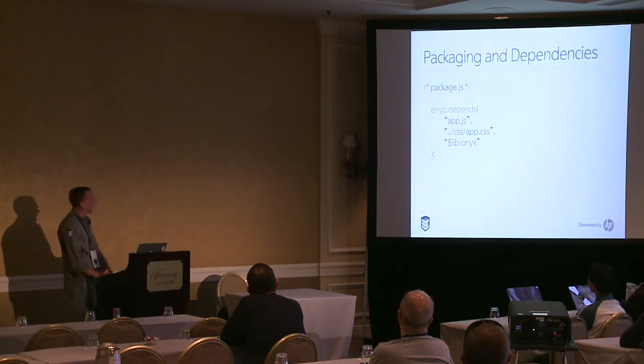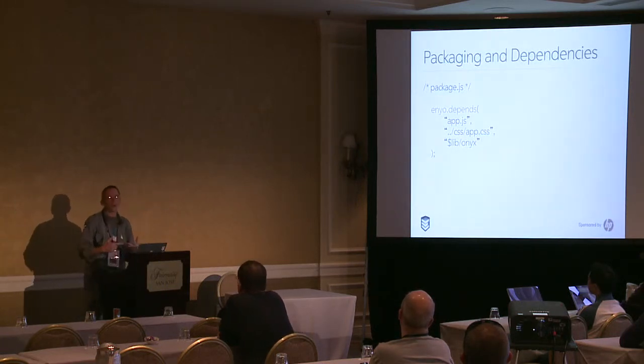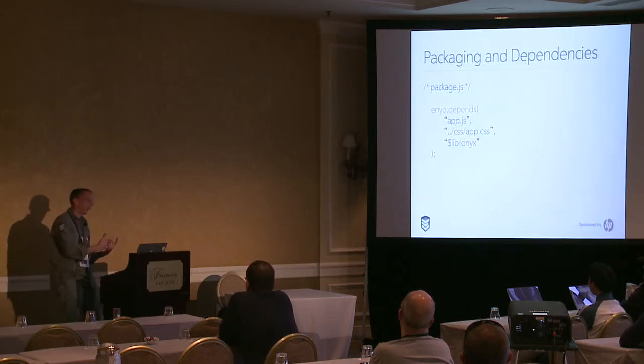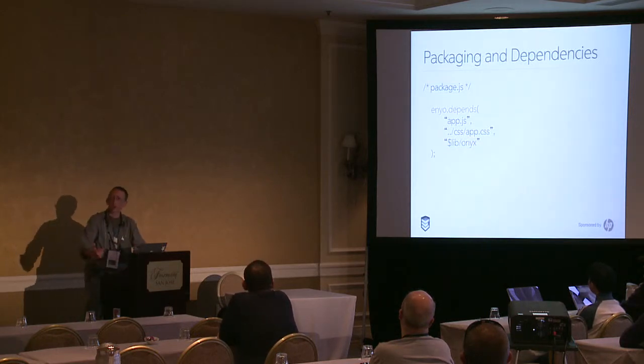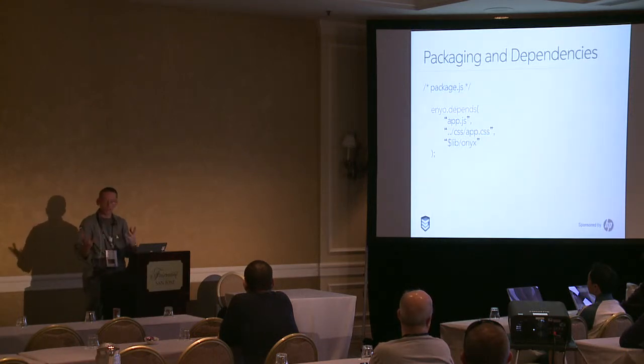Another thing about the package file, so the first two are actual files. The lib Onyx, that's a directory. So in the Onyx directory, you would find another package.js file with an Enyo depends that then loads up all of the things for it. So it's a pretty simplistic management system, but it does the job, and you can really control which parts of your code need to load which dependencies.